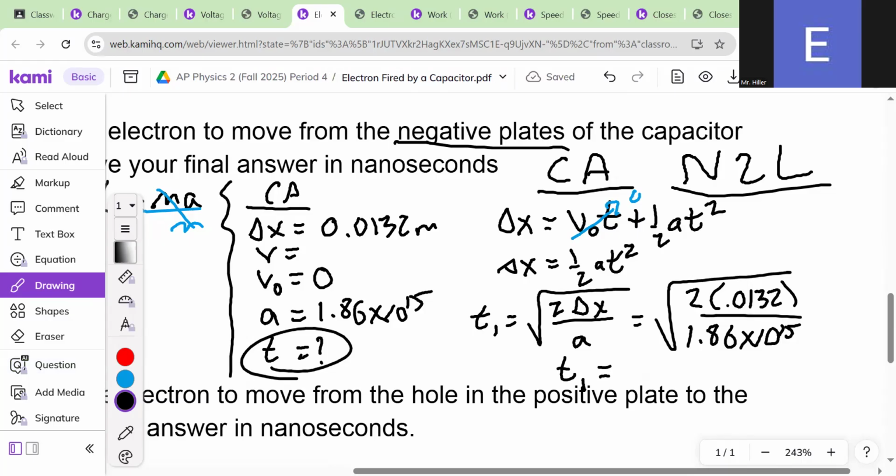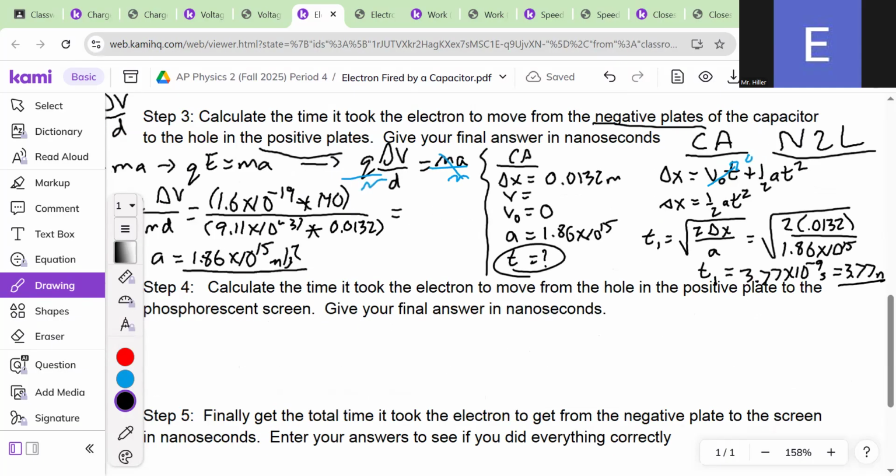So 2 times 0.0132 divided by 1.86 times 10 to the 15, and then square root. So I'm looking at 3.77 times 10 to the negative 9 seconds, which is 3.77 nanoseconds. Okay, so I've got my time 1.